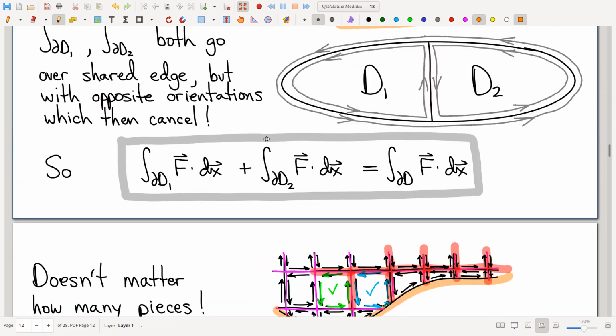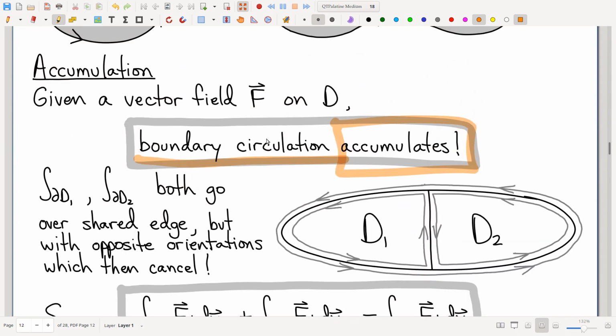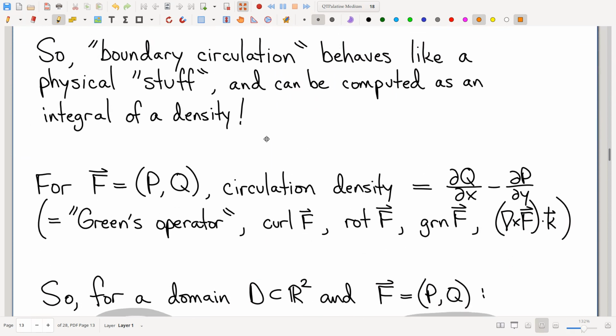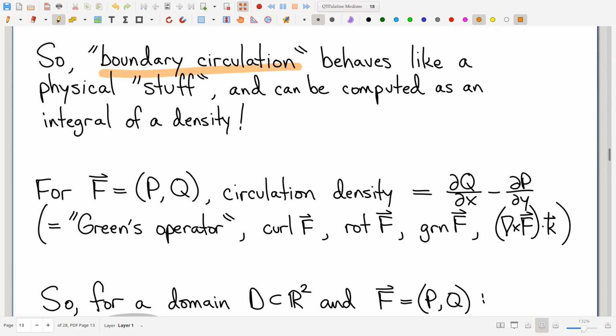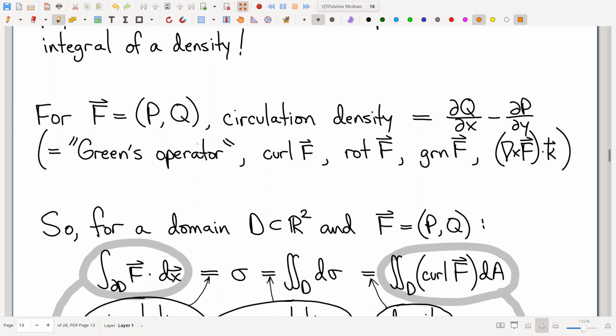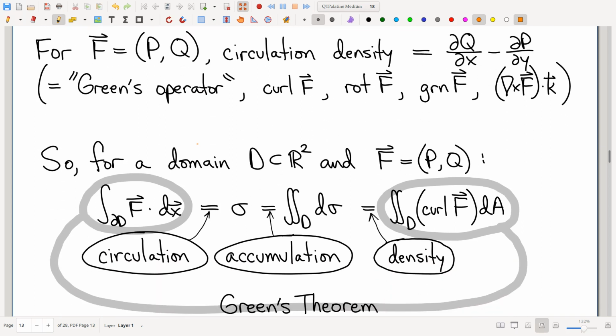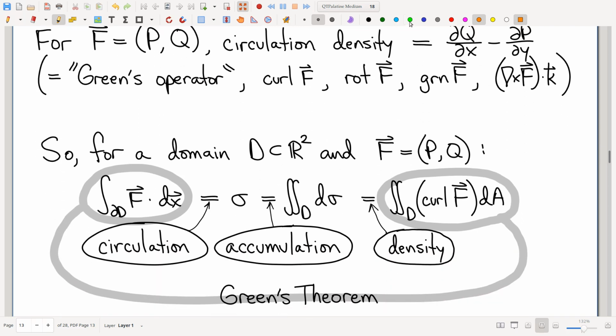Well, we've just found ourselves a new accumulating quantity. And so for boundary circulation, we can make this argument, and that's what we have here. Boundary circulation behaves like physical stuff. We can treat it, therefore, as stuff and talk about its density, and we're going to add it up with an integral. Now, there's some notation to be discussed here, and I'm going to come back to the notation in a minute, but here's the broad stroke of that argument.